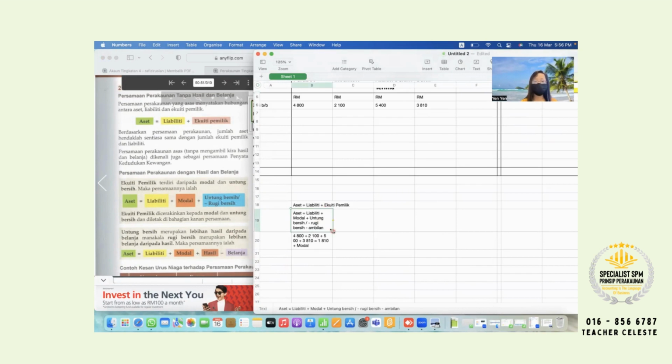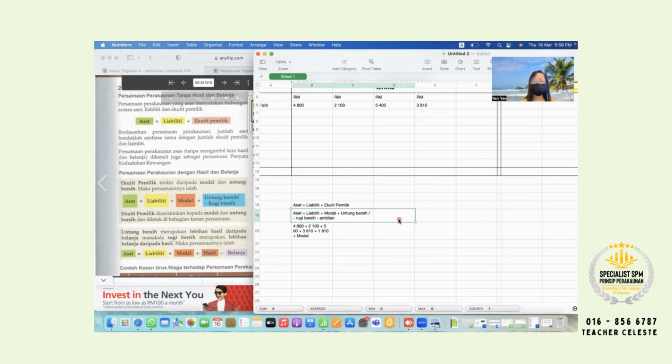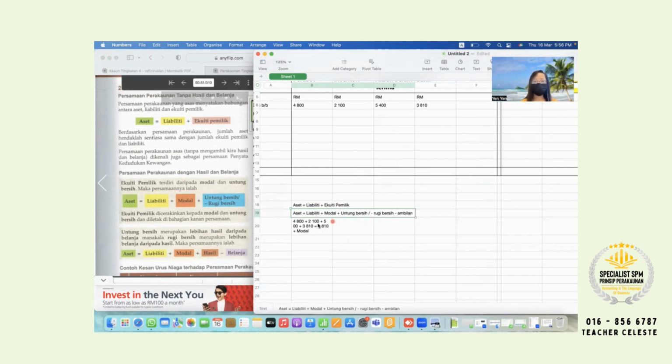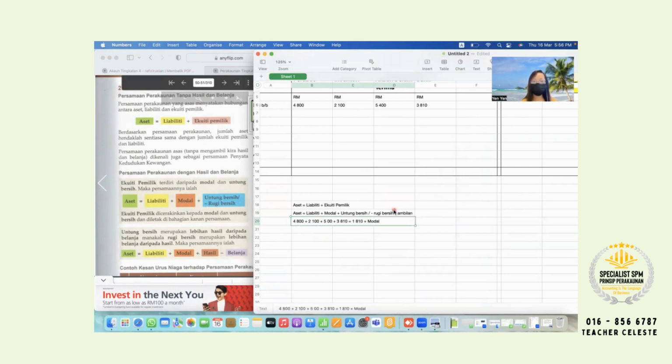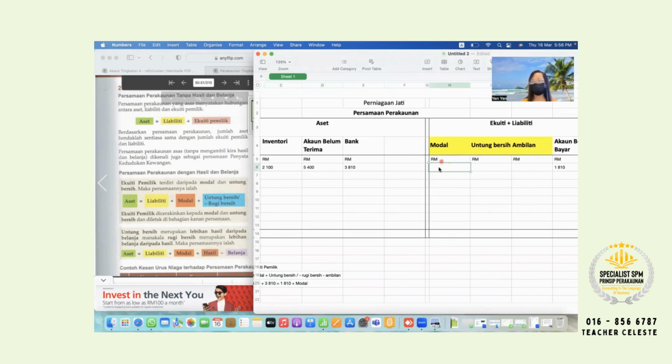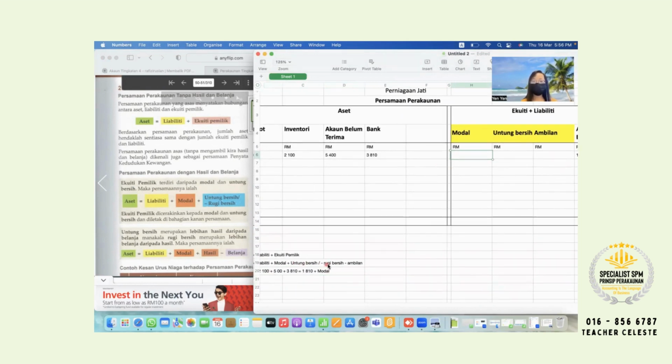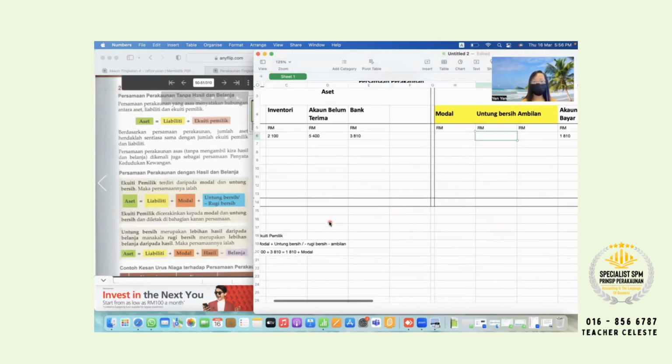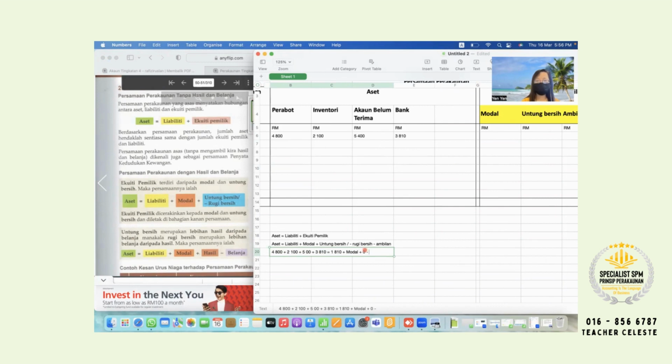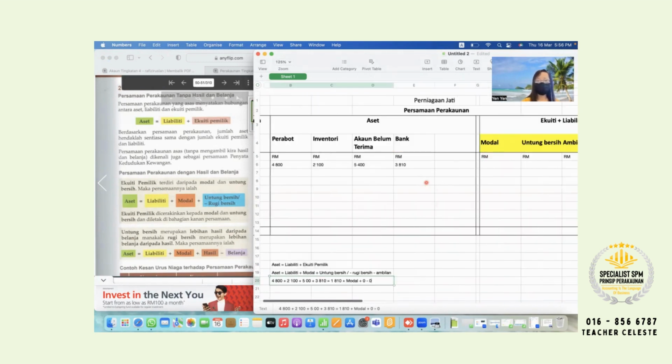Okay. So after that, you see this one. Asset and liability, then we know already, lor. After that, liability is 1810, lor. Okay, so modal, how much is it? Modal here, the one we need to find because teacher already mentioned modal must have the figure. So plus untung bersih or minus rugi bersih. So untung bersih here, nothing. So 0 lor. Then plus 0. Minus ambulan. So ambulan here also nothing. So minus 0. So all you know, like the mathematics, how to find your modal.